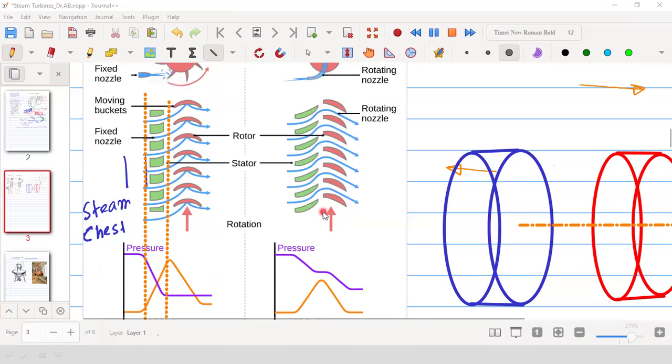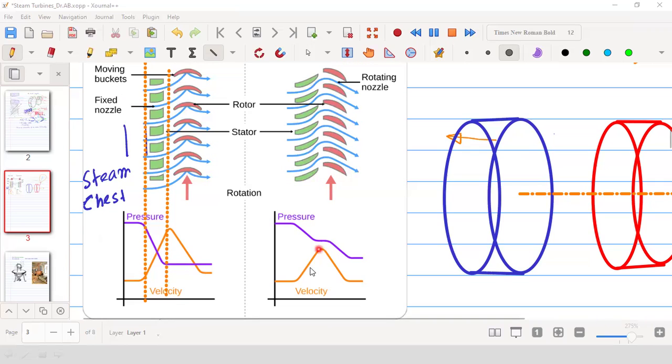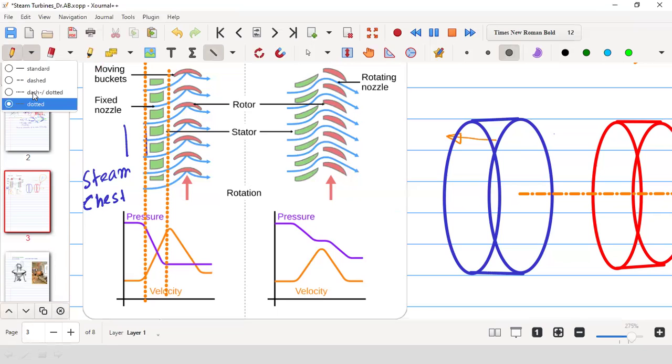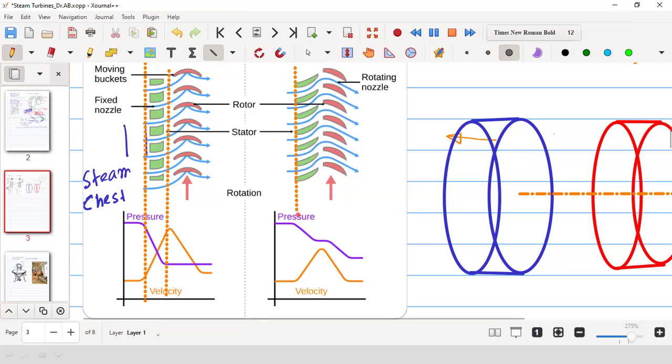Next, in the reaction turbine, what happens? This green part is the nozzle. And in the nozzle, the nozzle part is the same for the impulse and the reaction turbine. Nozzle part is same. So here, let me draw. This is the nozzle part.